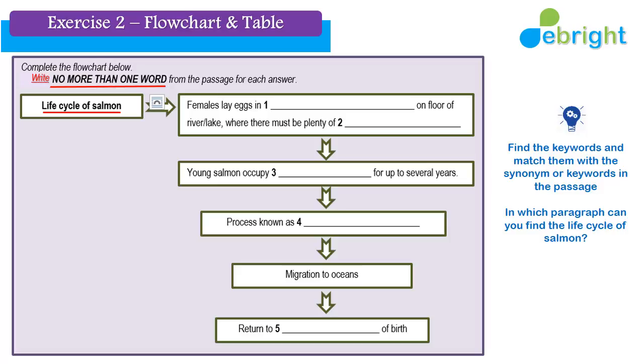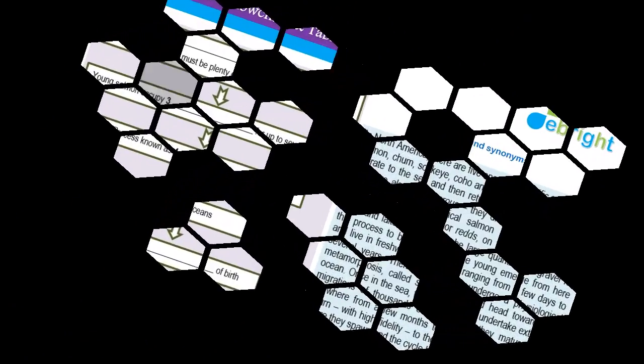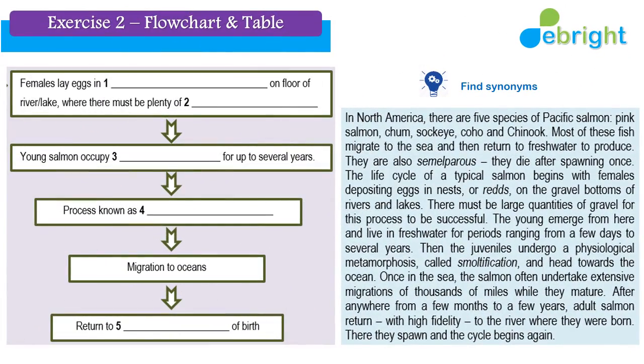I hope you still remember. You should read along with me in paragraph 2 later on. Yes, you've got the flowchart on the left side and you've got the reading passage in paragraph 2 on the right side. One tip, find synonyms. Let's start with number 1. You've got the keywords over there. Females lay eggs in. You've got the words female, lay, eggs, and also in. Let's read fast and find the keywords or the synonyms from the keywords in number 1.